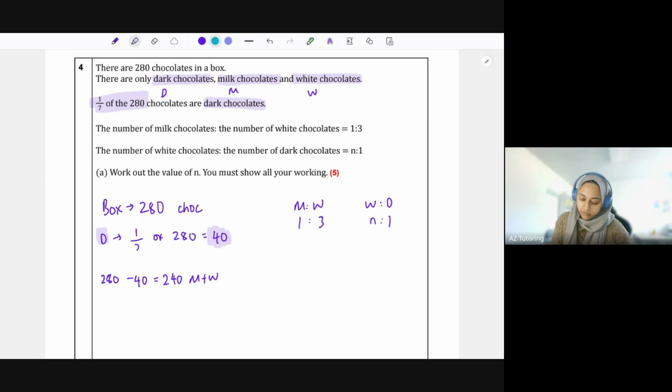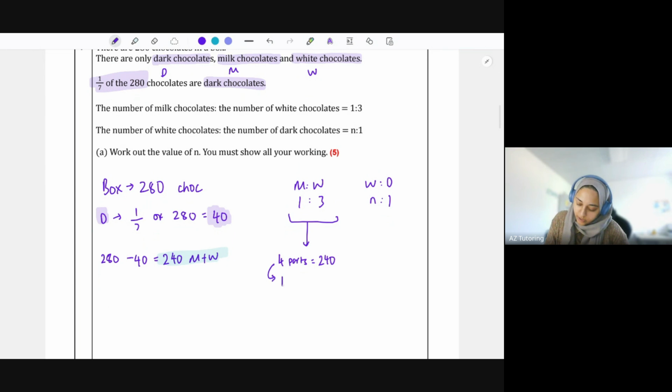So we've got the number of milk and white. So we've got a ratio for milk and white here. So we know 4 parts altogether, so 1 plus 3 is 4 parts, is 240 chocolates because milk and white is what this ratio is. So knowing 4 parts is 240, I can work out what is 1 part. I'm going to divide by 4. So I'm going to divide this side by 4. 240 divided by 4 is just 60. So 1 part is 60.